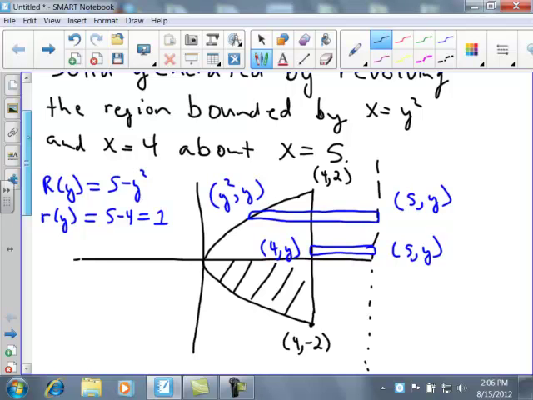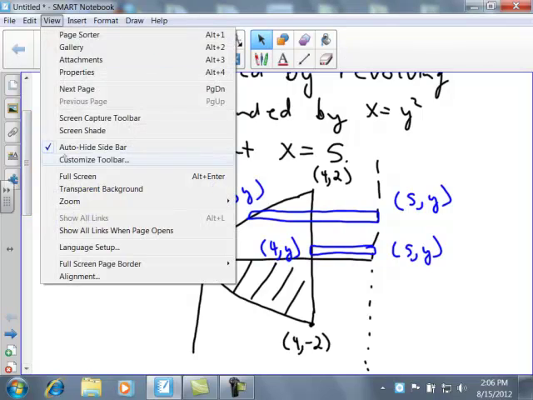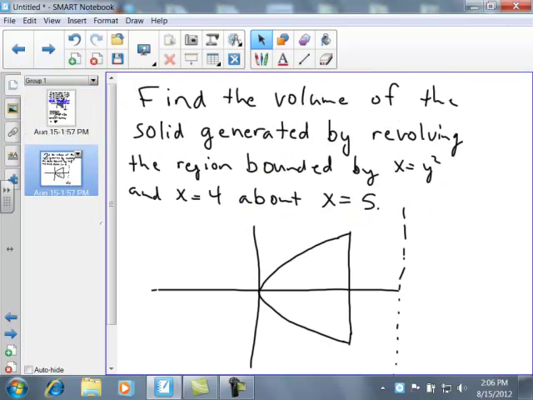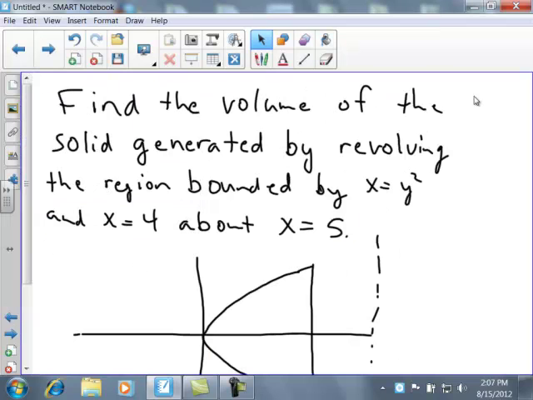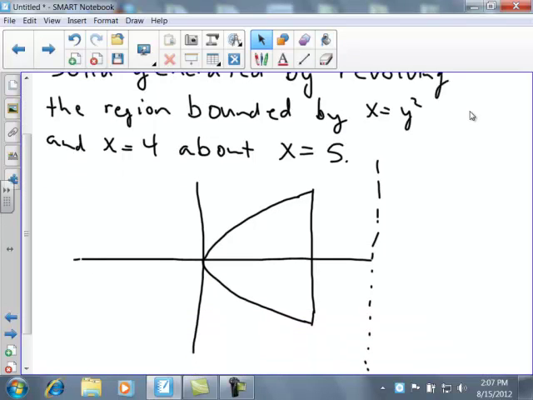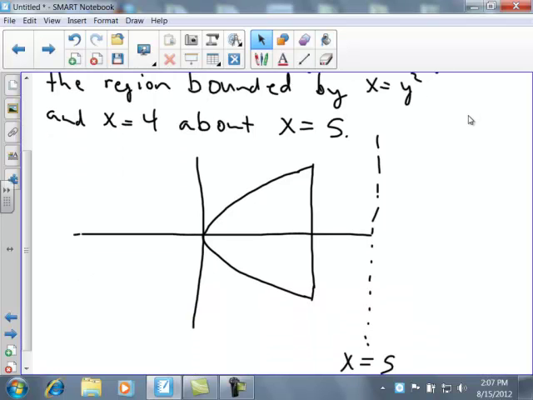All right. So give me just a second here while I bring up the other page. So I'm going to start this same problem over, and I'm going to do this with the shell method. All right, so with the shell method, doing the same problem, x equal to y squared, x equal to 4, going to revolve it about the line x equal to 5.